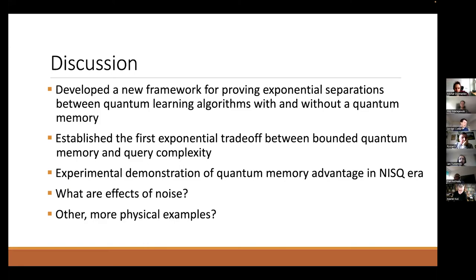Now, pertaining to some of the questions which were asked before, it would be interesting to more fully analyze the effects of noise in these kinds of protocols. Which kinds of protocols are robust to noise, and in which cases do these large quantum advantages persist in the presence of noise? It would also be desirable to have more physical examples. In other words, the examples which I've provided you with in which there is this large separation are ones for which we can prove theorems.